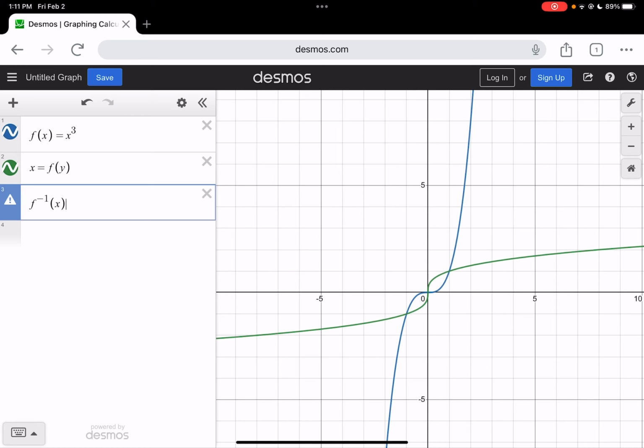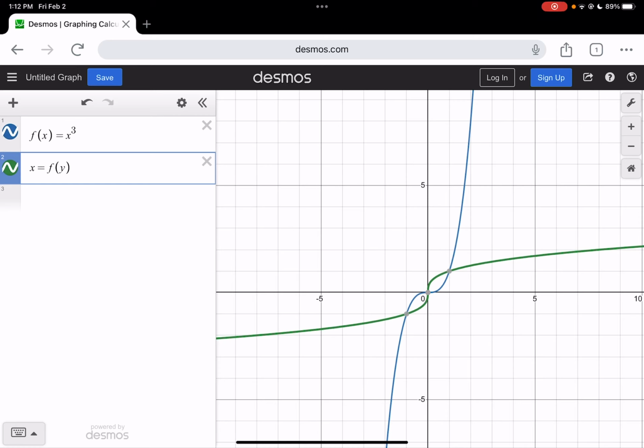But I do know the inverse of cubing. It's the cube root, and the cube root is x to the 1/3. Notice it's the same as that green curve, because Desmos knows the function f is the cubing function. So 2 cubed is 8. If I say, what's f of 2? It would say 8.